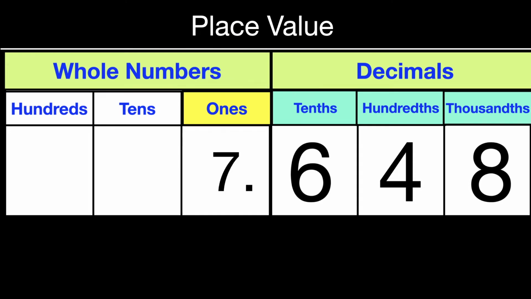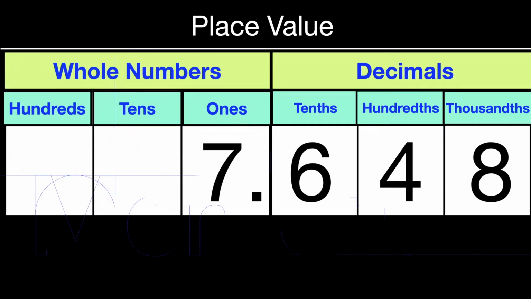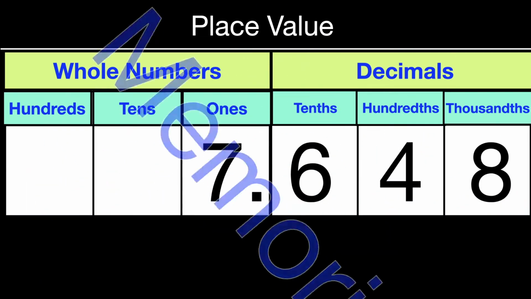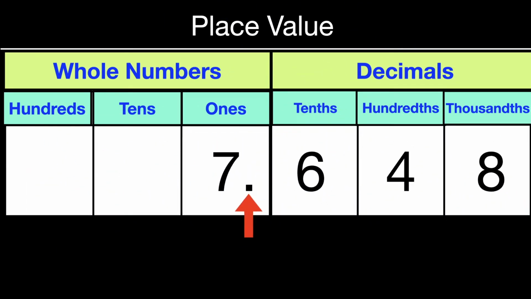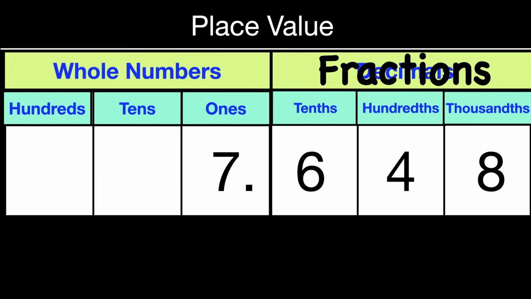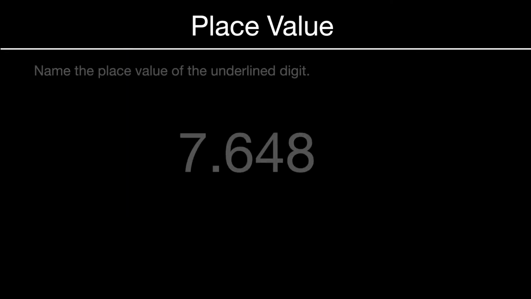The whole numbers are made up of the 7 being in the ones place value. Then we also have the tens and hundreds place value. It's important that you memorize your place values to do the problems that we're rounding today. Our decimal point has the job of going in between the whole numbers and the decimals. Remember, decimals are fractions, and the decimal point separates the whole numbers and fractions, or in other words, the whole numbers and the decimals.